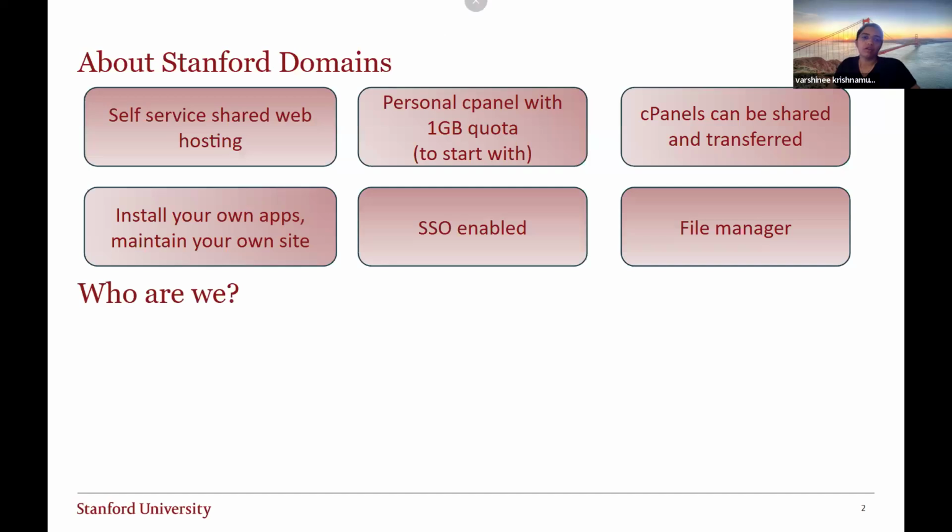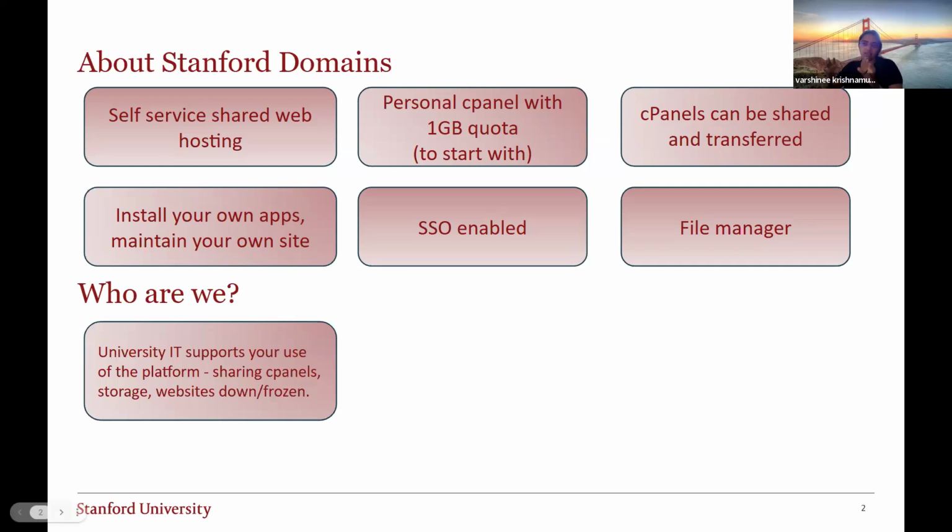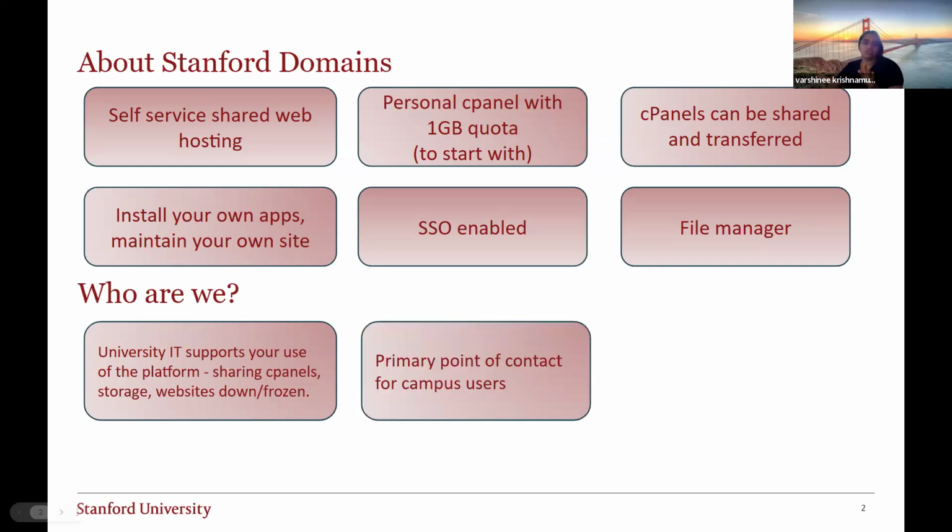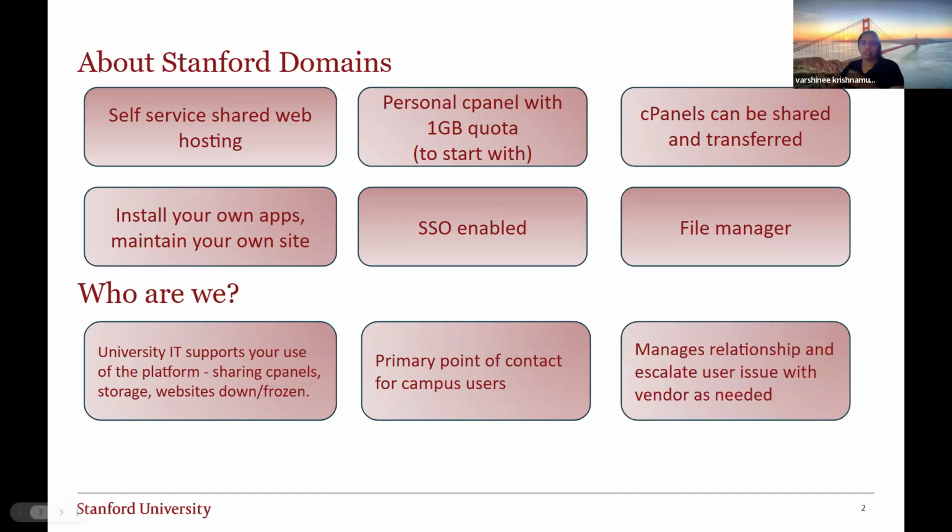So who are we? UIT, my team, we are the primary point of contact for all campus-wide users who use Stanford Domains. We maintain the relationship with our cloud vendor, which is Reclaim Hosting, and we help with any infrastructure help, such as if you want to share your cPanel with a colleague, or if your website is not accessible, if you have disk space issues, or in general, if you want us to raise a support ticket and work with the vendor, we can do that for you.